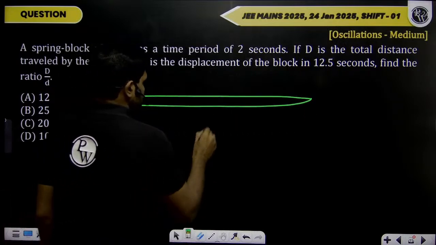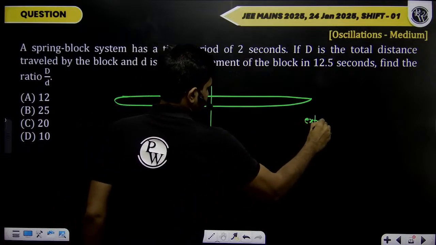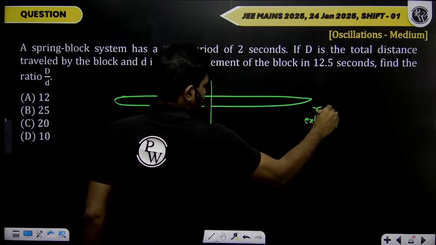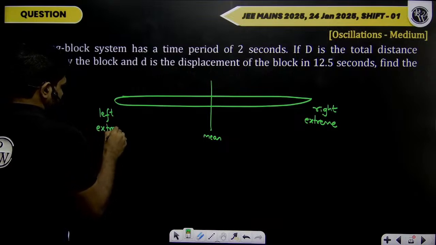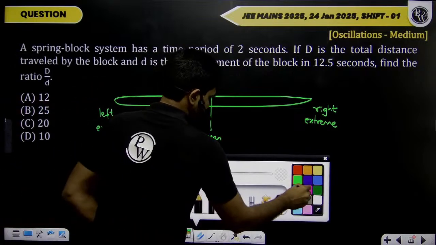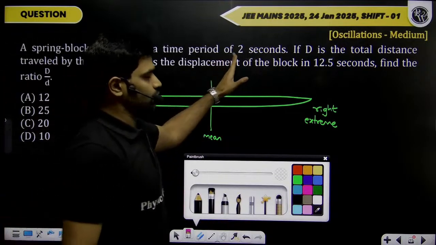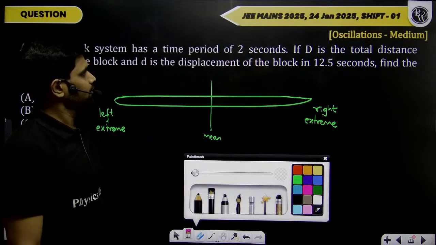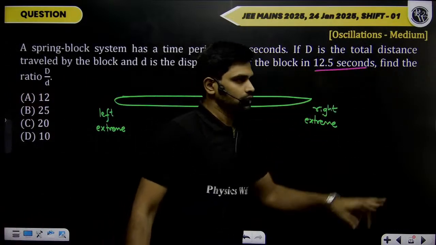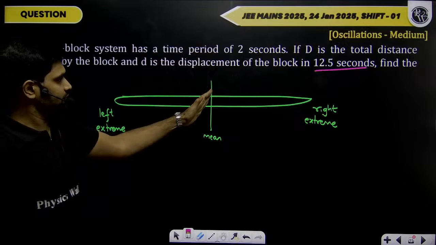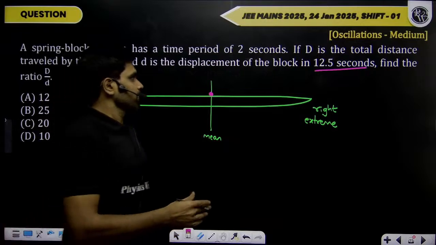So SHM would be like this. This is the mean position, this is the right extreme, and this is the left extreme. It has a time period of 2 seconds. First, let us calculate the total distance in 12.5 seconds. They didn't mention where it is starting, so let us assume it starts from the mean position, for simplicity.